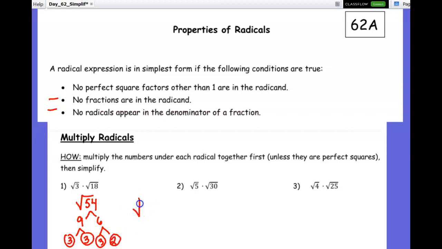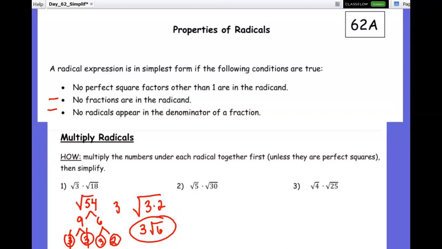Okay, so when I put it in simplest radical form, I look for my pairs. Because my index is 2, remember it's just the square root. So I've got one pair of 3's, and then what's left over are the 3 and the 2. So we end up with 3 radical 6 as our answer.